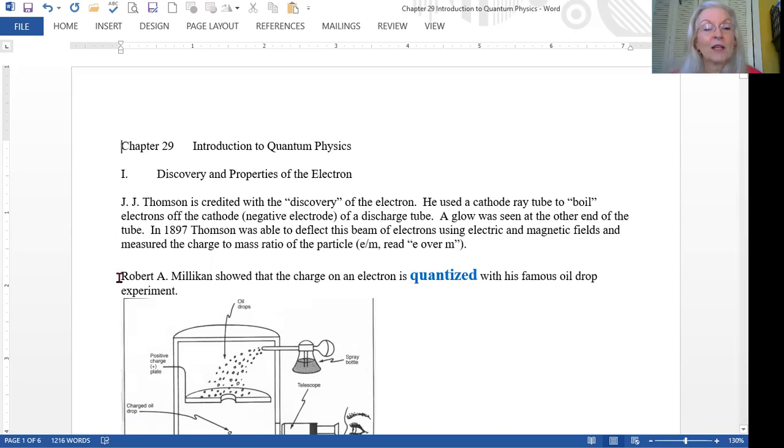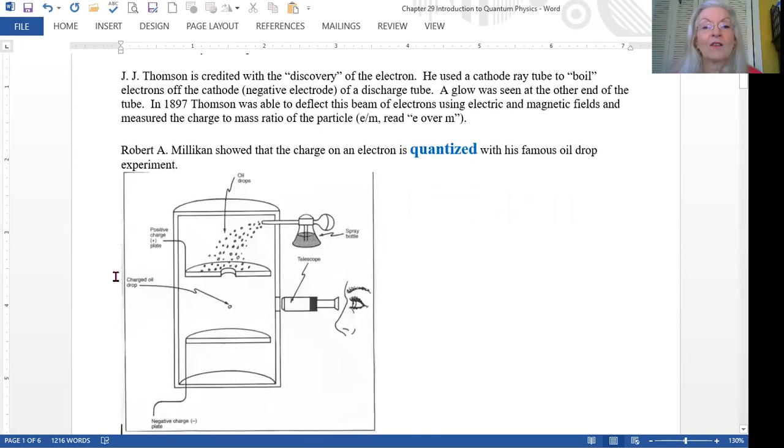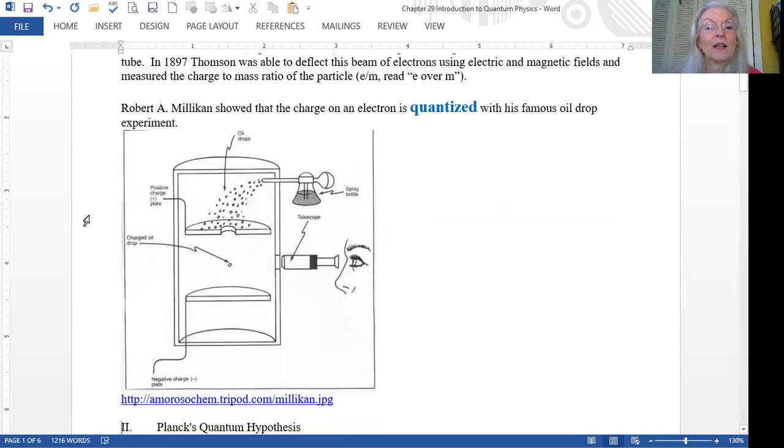Millikan is famous for his oil drop experiment, where he was able to quantize, or give a number to, the charge on the electron. So if we take a brief look at this little drawing of what the oil drop experiment involved, you have a device to create oil drops. You can see it looks a lot like an old-fashioned perfume bottle. It is. It's an atomizer. So you have these little tiny oil drops.